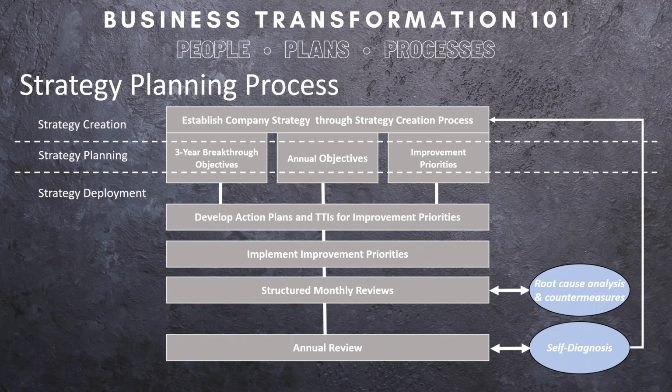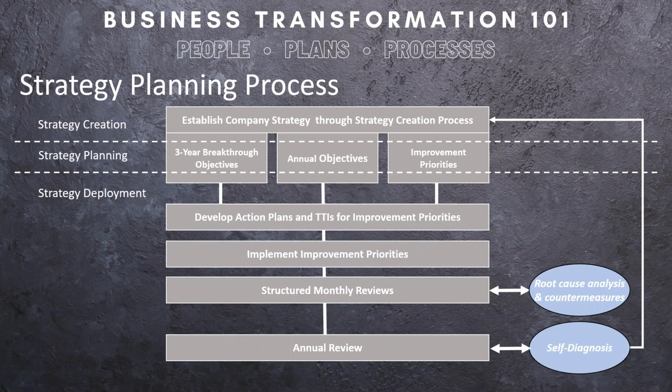Per the flowchart shown, the selected 3-year objectives, annual objectives, and improvement priorities are the inputs from the strategic planning process into the SD process. In the SD process, the team develops detailed action plans to execute the year 1 improvement priorities and measures the progress utilizing targets to improve, or TTI metrics.